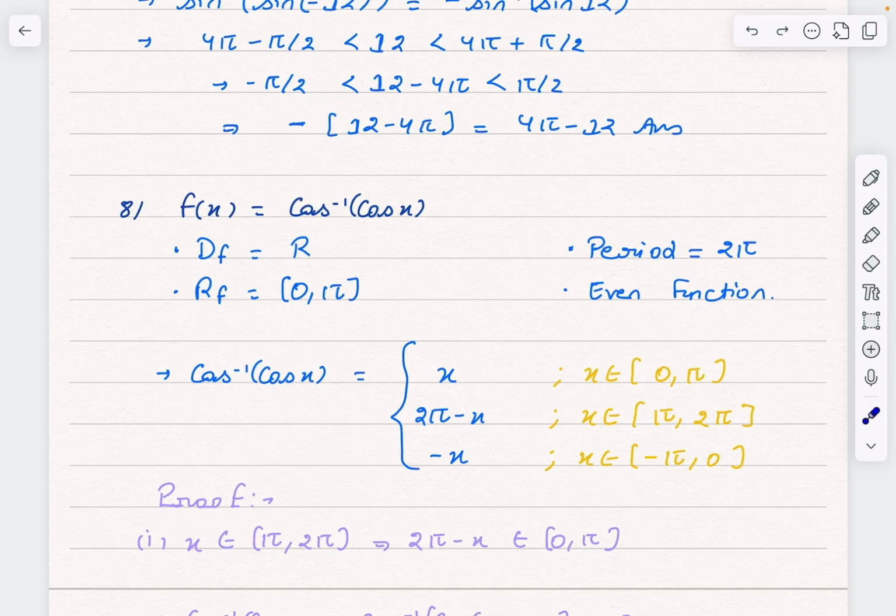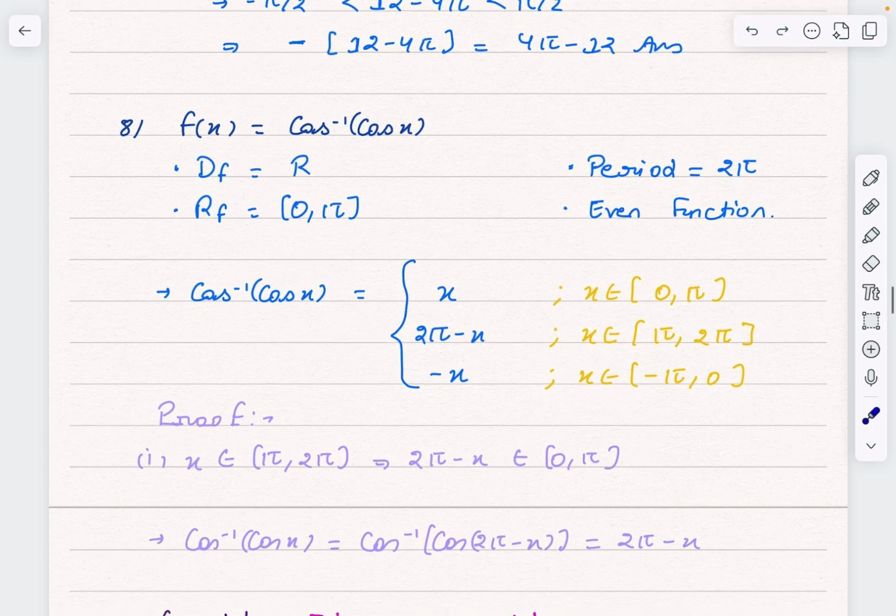Now, for cos inverse of cos x, just like we discussed for sine inverse of sine x, you have to remember these 3 points. In 0 to pi, it will be x because that is the range. If it is pi to 2 pi, it will be 2 pi minus x. If it is minus pi to 0, it will be minus x.